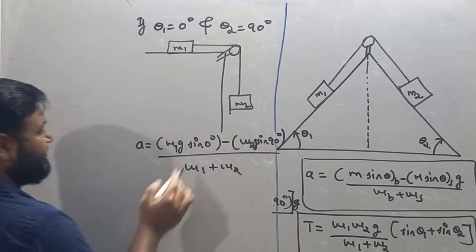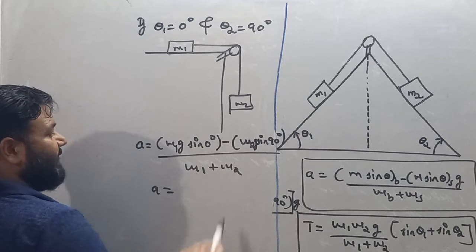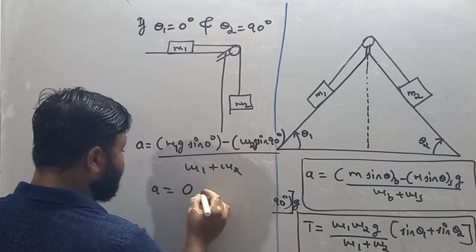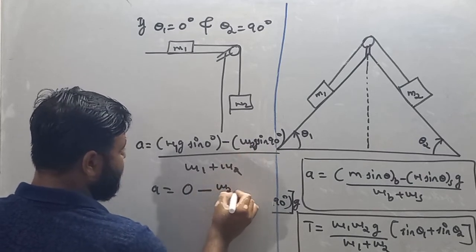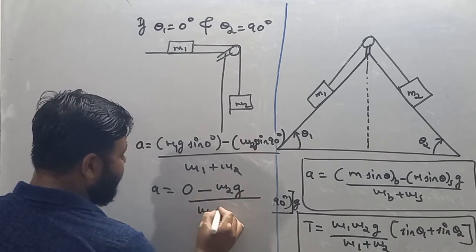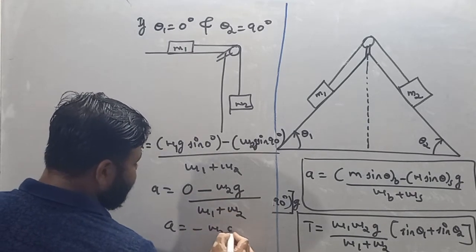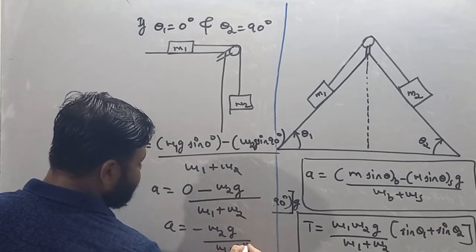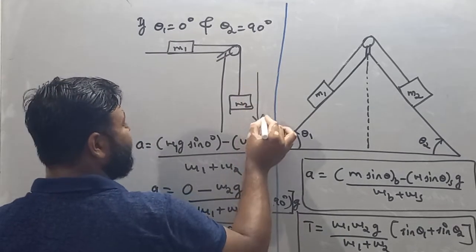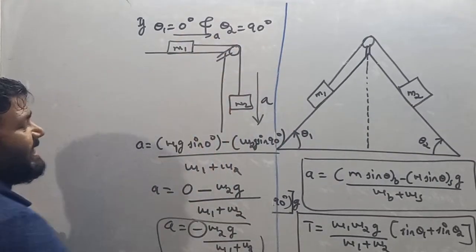So the acceleration is equal to, sine 0 is 0, so this becomes 0, and sine 90 is 1. So it is equal to, my dear student, 0 minus m2 g into 1 upon m1 plus m2. Now see, my dear student, acceleration is minus m2 g upon m1 plus m2. Actually, the negative sign indicates that m2 is moving down. And if m2 is moving down, then m1 must move in this direction.